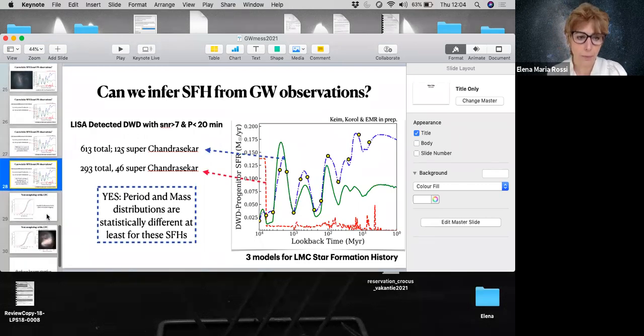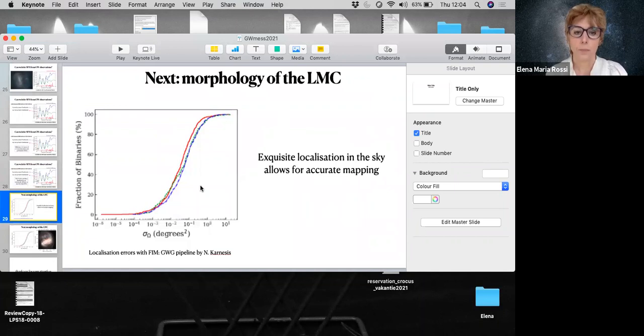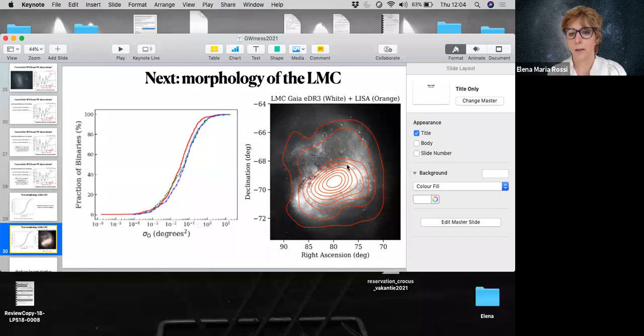What is the next step? All these detected binaries are very, very bright. In fact, they are extremely well localized. Like 50% of the binaries in the Large Magellanic Cloud have a localization of less than 2 square degrees. And this allows us to make a very nice map in gravitational waves. What you see here is the Gaia map with the LISA density contour overplotted.